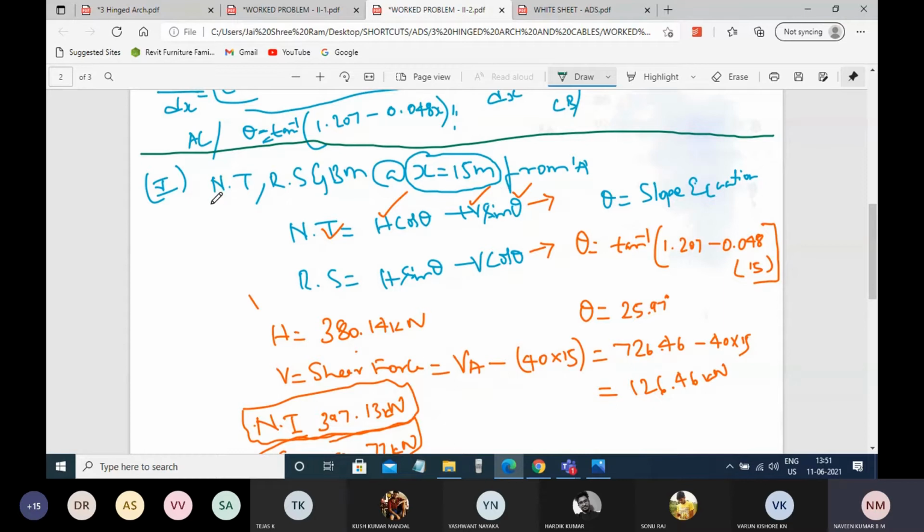Let me find the normal thrust, radial shear, and bending moment at the required section. So the required point is x equals 15 meter from A.